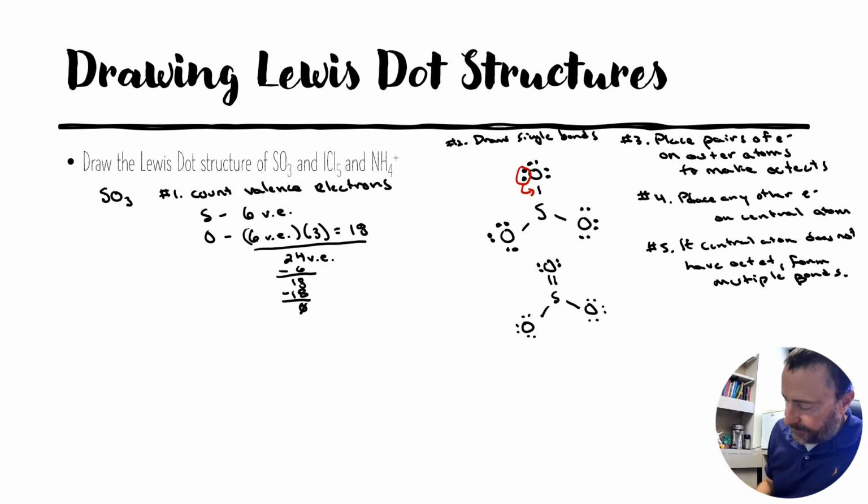Next up is ICl5. So we're going to count up our valence electrons. I is in group 17.